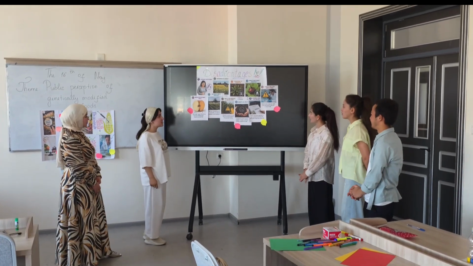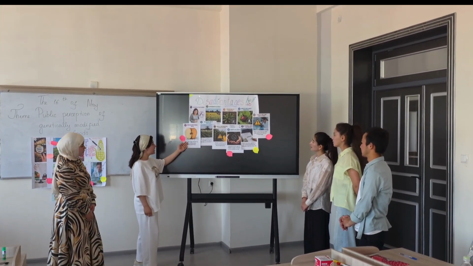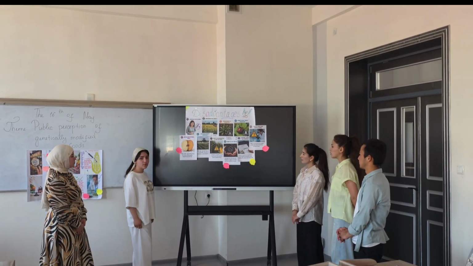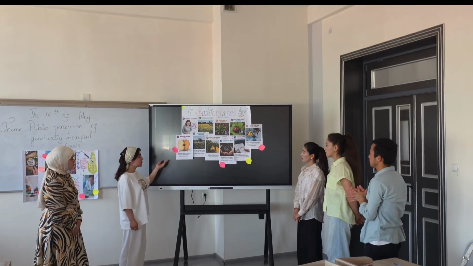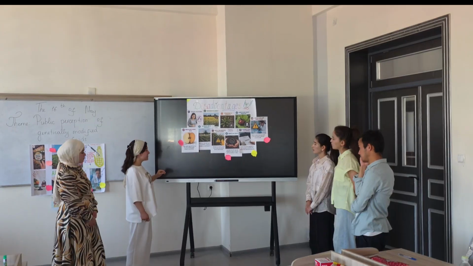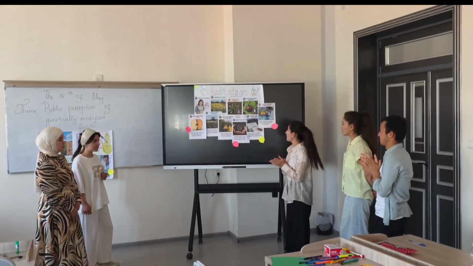Another disadvantage of genetically modified food is, in this picture we can see, on the left side, a fresh and natural apple, and on the other side genetically modified foods. This picture shows that genetically modified foods are not always as good and nutritious as natural food.